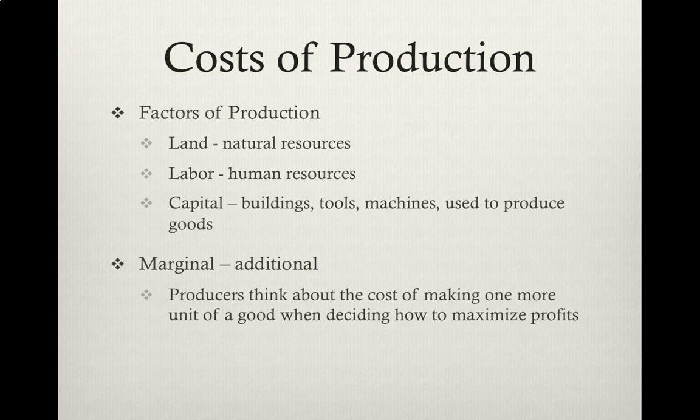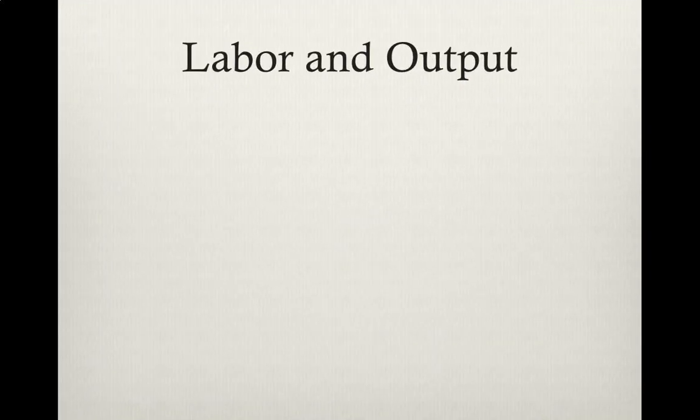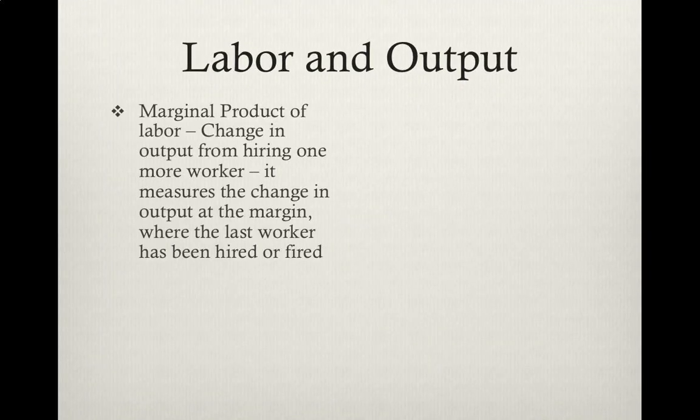Once again, marginal means additional. So producers think about the cost of making one more unit of good when deciding how to maximize their profits. How much is it going to cost me to make one more unit, and how much revenue am I going to make by producing that next unit? So labor and output.